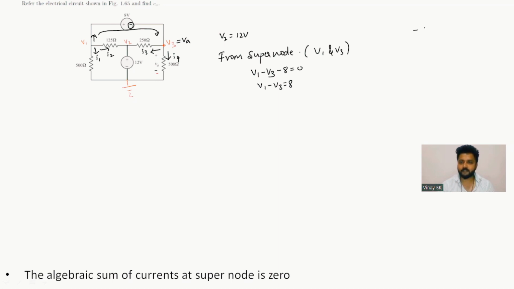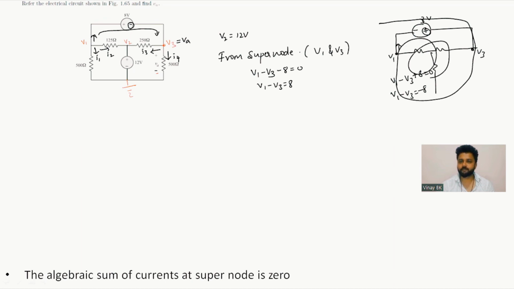Suppose it is having a minus and plus polarity with respect to 8 volts, like this in between V1 and V3. In that case, if the current direction is like this, you can write V1 minus V3, and the second polarity is plus 8, equals 0. So you can write V1 minus V3 equals minus 8. Just for example, this is the example. So now from the supernode, you'll get one equation, V1 minus V3 equals 8. This is equation number 1.